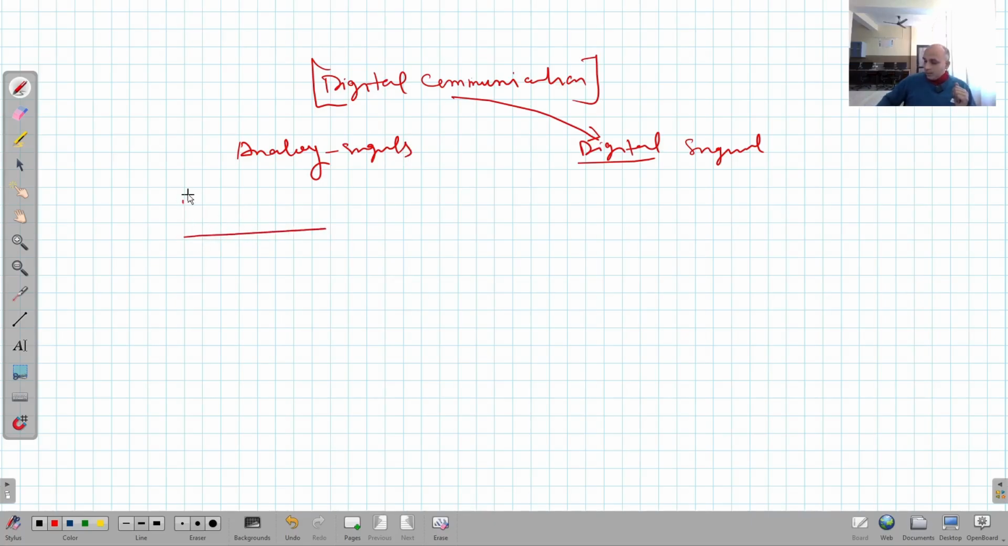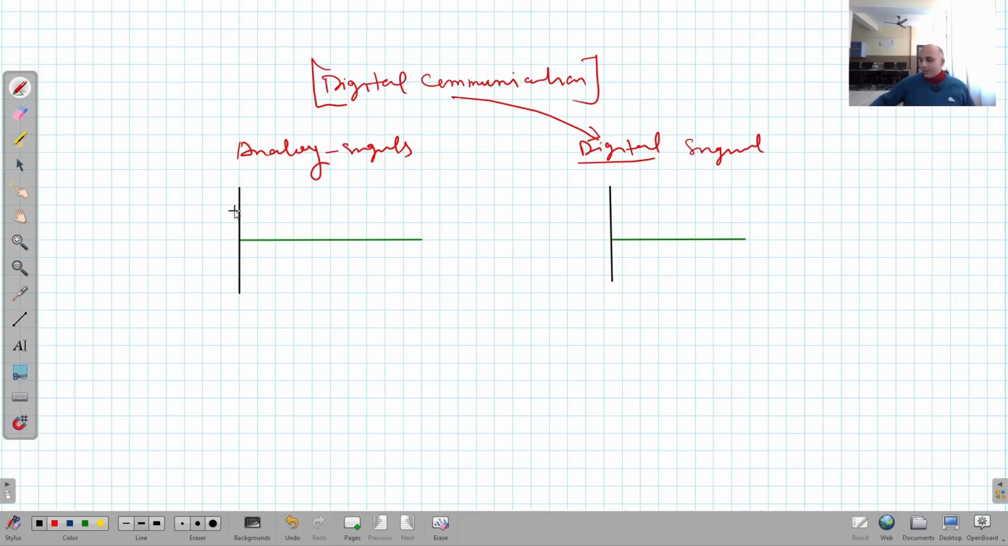These signals, if I draw the waveform of this analog signal, it will be here analog, and here it is for digital, right? So now I'm talking about the first, analog.